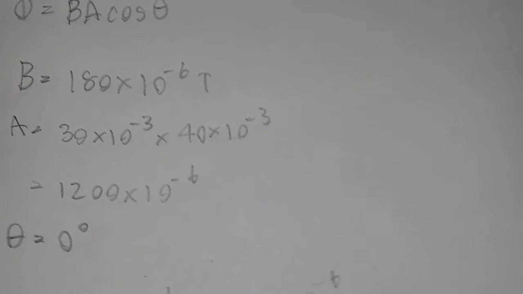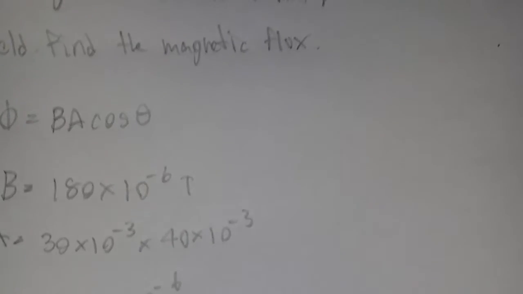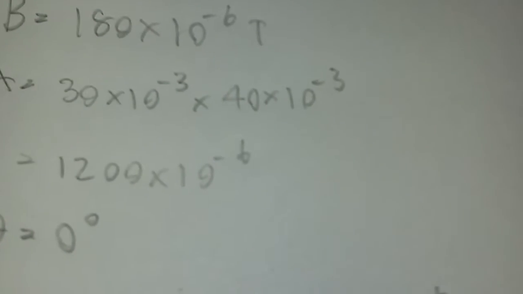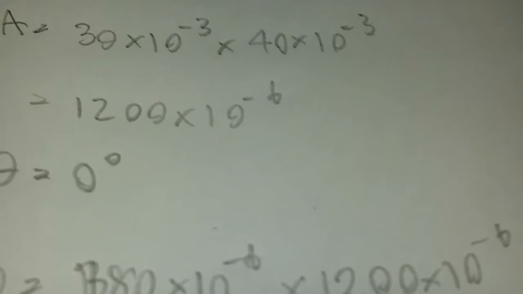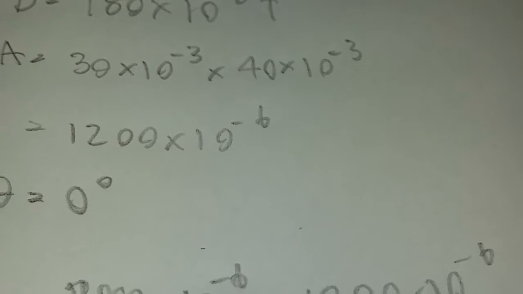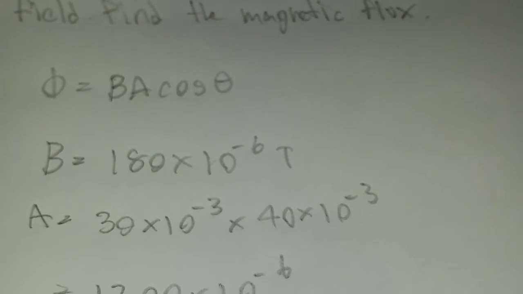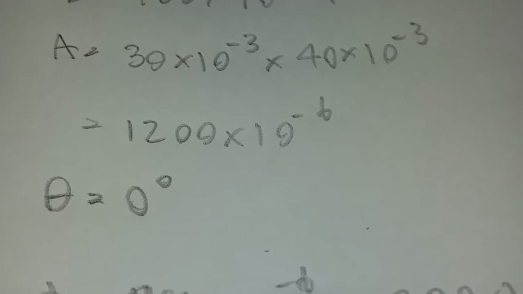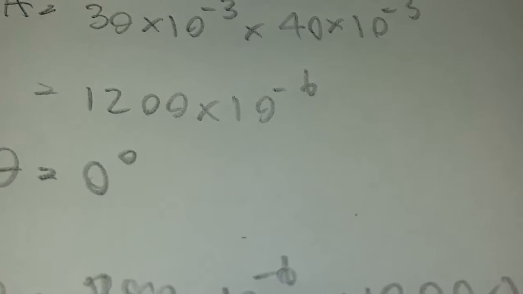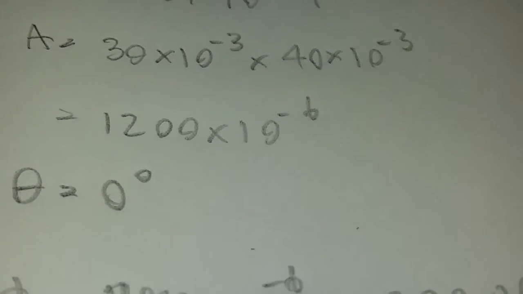First, the magnetic field is 180 times 10 to the minus 6. Minus 6 comes from the micro. Micro is 10 to the power of minus 6. The second one is 30 millimeter, which equals 30 times 10 to the minus 3, times 40 millimeter, which is 40 times 10 to the minus 3. So we get 1200 times 10 to the power minus 6, or about 0.0012.